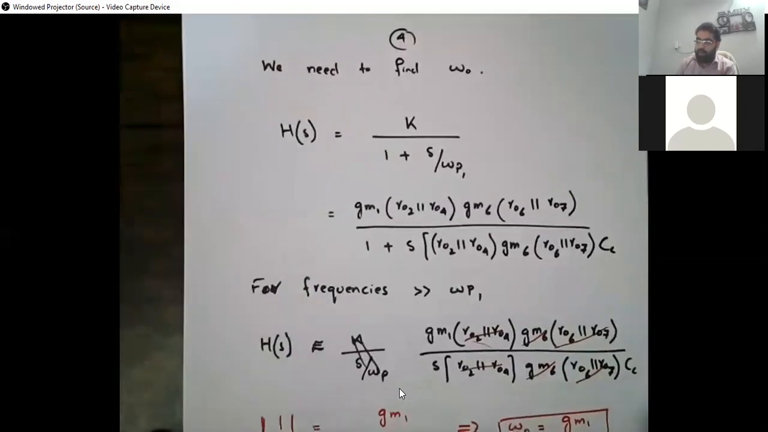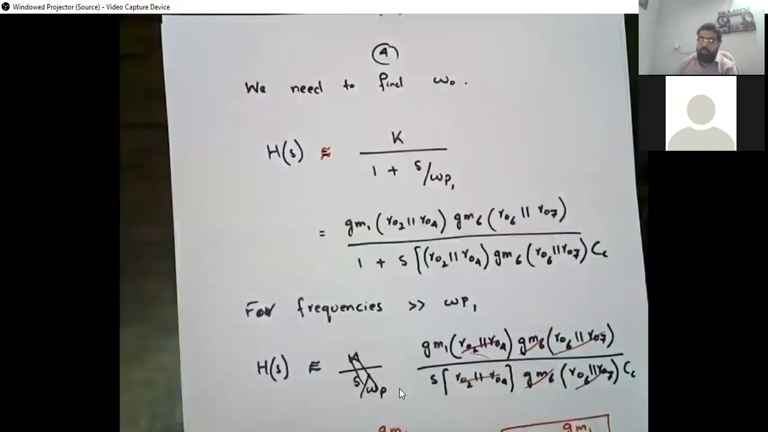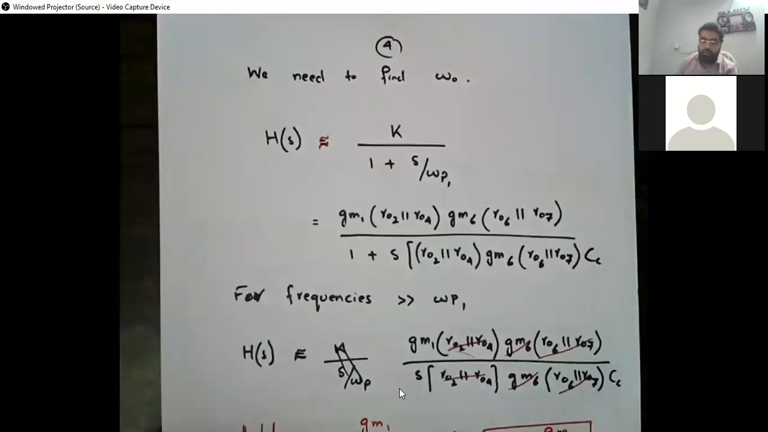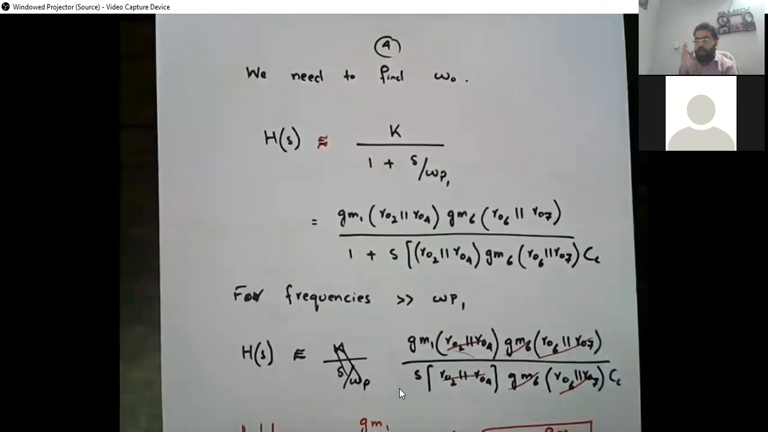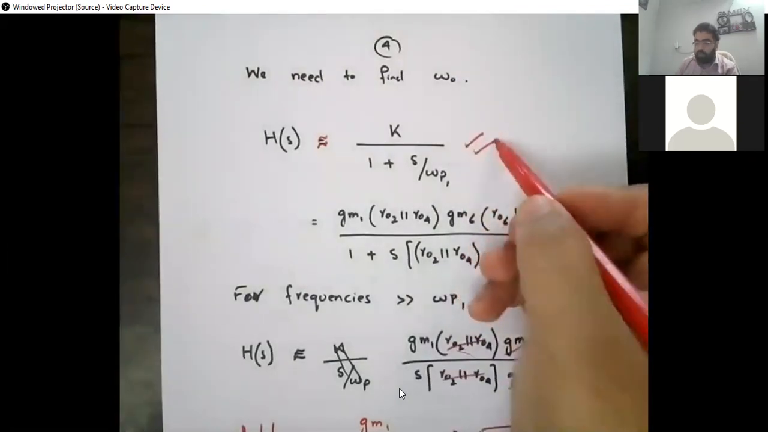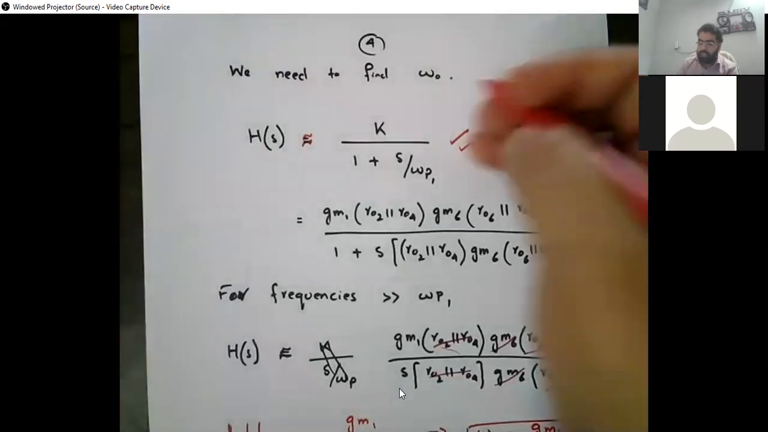So to find omega naught, we can approximate the gain as K divided by 1 plus S by omega P1. Why are we only considering one pole? Since we are saying that omega P1 is a dominant pole, and in the magnitude plot, the omega P2 is lying after the omega naught, so it's not going to affect that calculation.